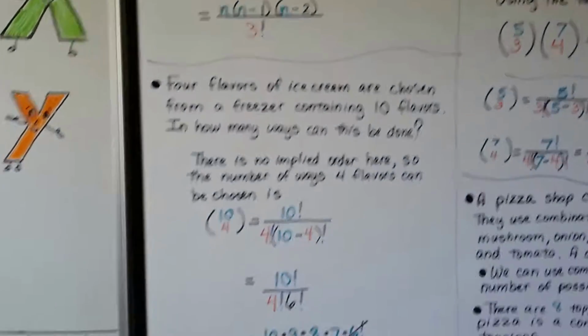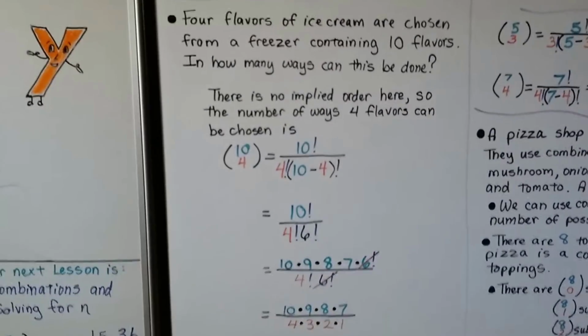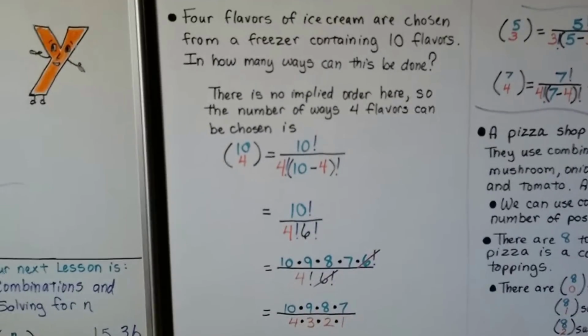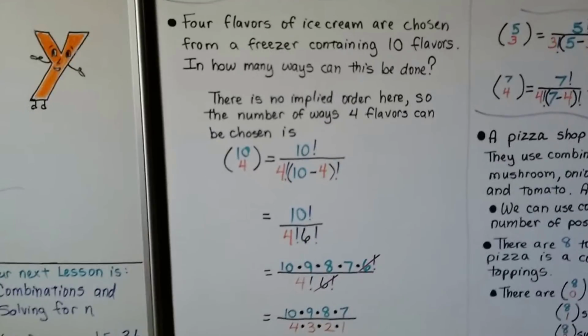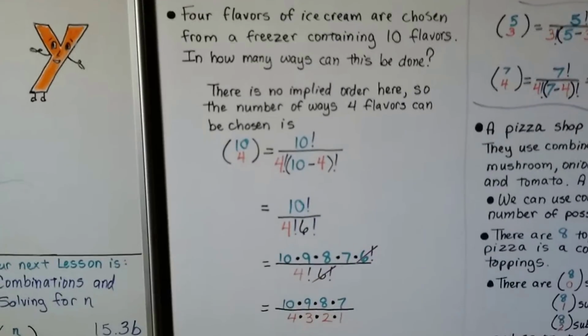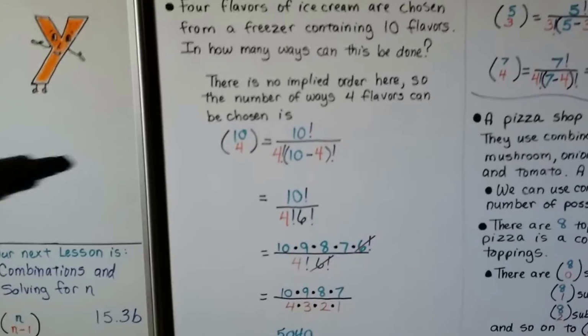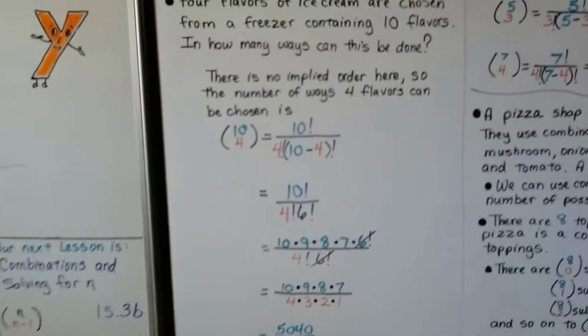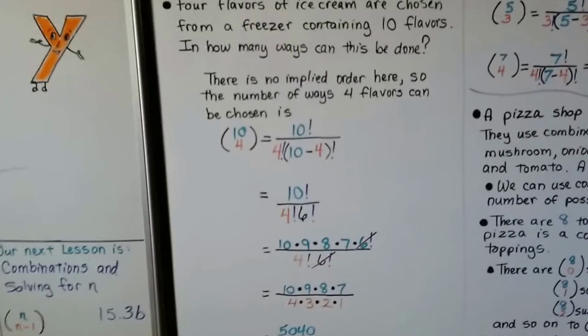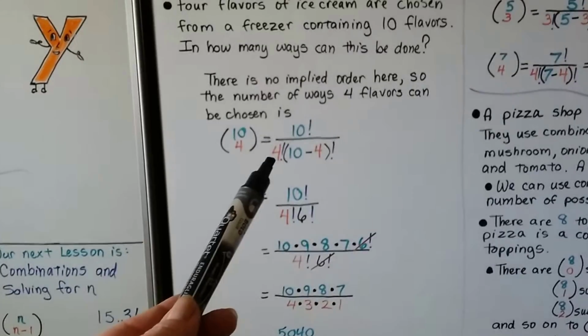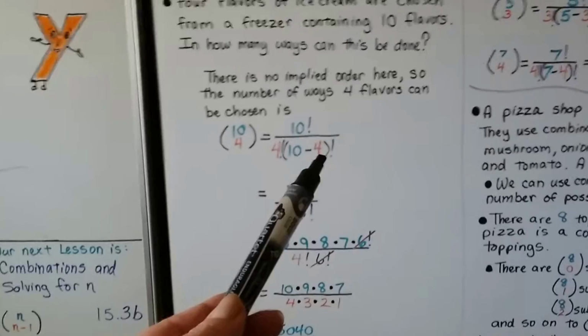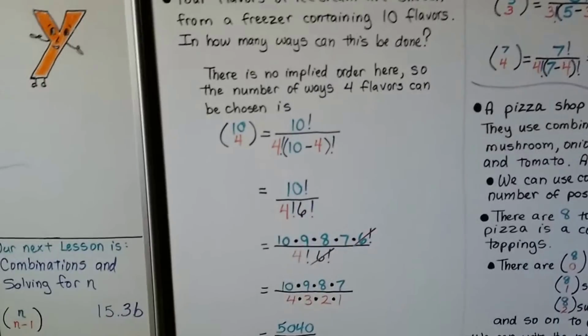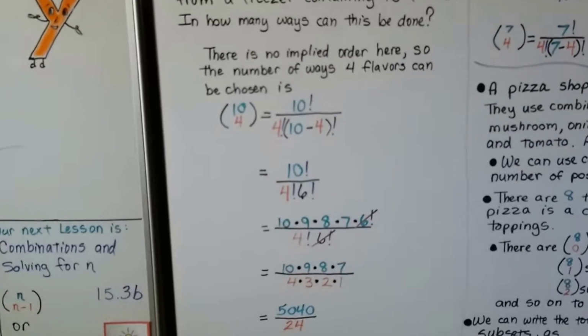4 flavors of ice cream are chosen from a freezer containing 10 flavors. In how many ways can this be done? Well, there's no implied order here, so the number of ways 4 flavors can be chosen is 10 choose 4. 10 flavors, 4 being chosen. We have 10 factorial divided by 4 factorial times 10 minus 4 factorial. 10 minus 4 factorial is a 6 factorial.